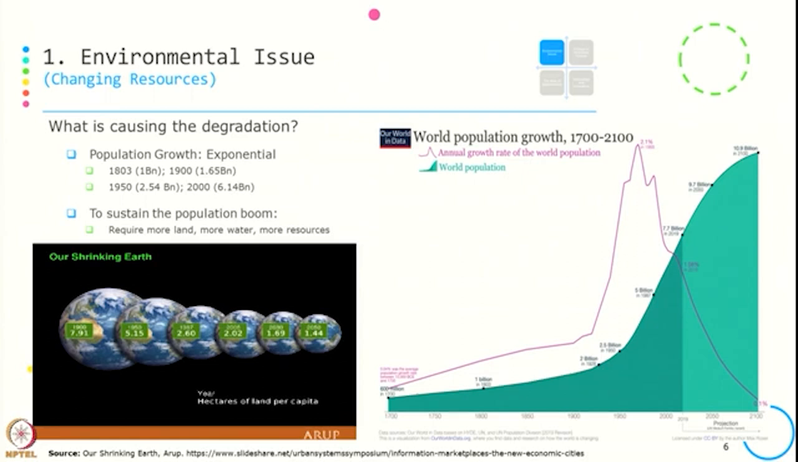So there is a growth in the absolute sense. But if you look at the annual growth, it has already reached its peak and is going to decrease by 2100. If we just take the figure of absolute growth in population, we know that more population means more demand. We require more land, more water, more resources, and that makes the earth shrink in terms of land per capita. In 1900 the land per capita is 7.91, and in 2050 it is going to 1.44. So the first factor making the change in resources is population growth, which is shrinking our earth in terms of the hectares of land per capita available to the population.